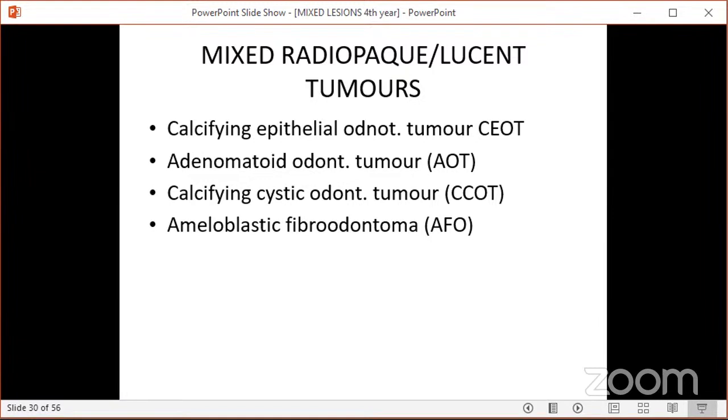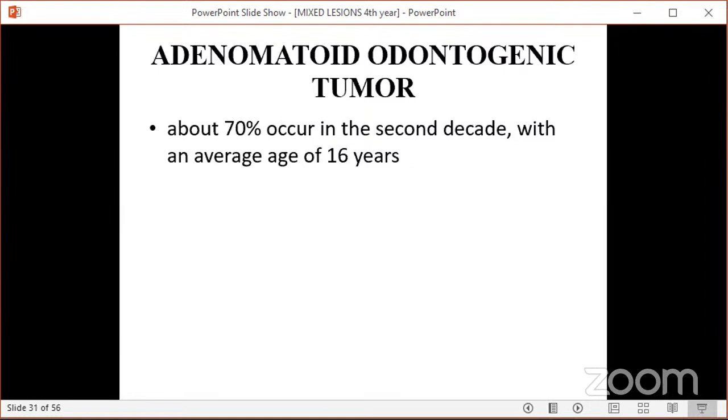So part 2 of this lecture on mixed radiopaque radiolucent lesions is now on tumors, and we have 4 examples: calcifying epithelial odontogenic tumor, adenomatoid odontogenic tumor, calcifying cystic odontogenic tumor, and ameloblastic fibroodontoma. So starting with adenomatoid odontogenic tumor, this one is mostly found in the second decade in about 70% of patients with an average age of 16 years.